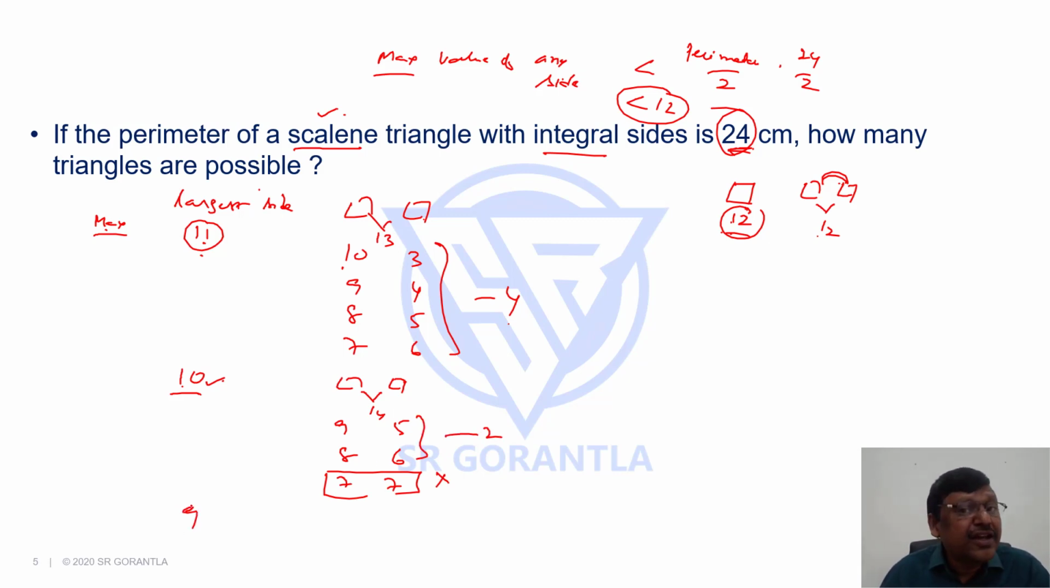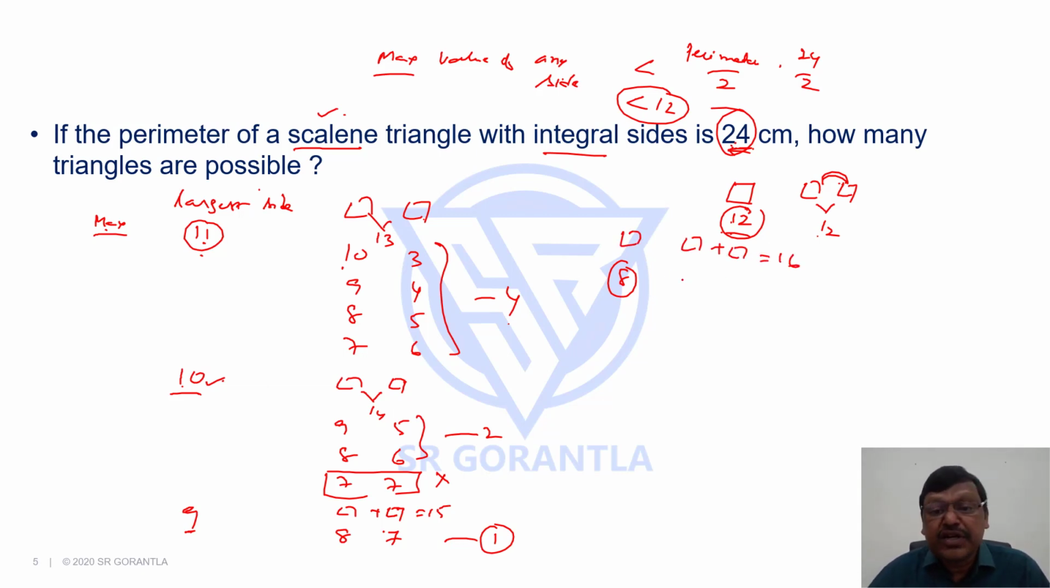What if the largest side is 9? If the largest side is 9, the sum of the other two sides will be 15, because total perimeter is 24. Since the largest side is 9, the second largest can be 8, and then 8 and 7 make 15. That is the only possibility. Can the largest side be 8? If the largest side is 8, the sum of the other two sides will be 16. That is possible only if I consider 8, 8, 8. But that is not a scalene triangle, that is an equilateral triangle. Hence, this is ruled out.